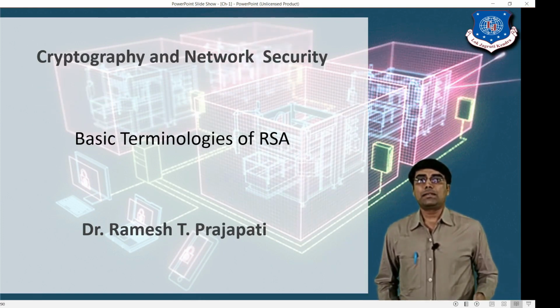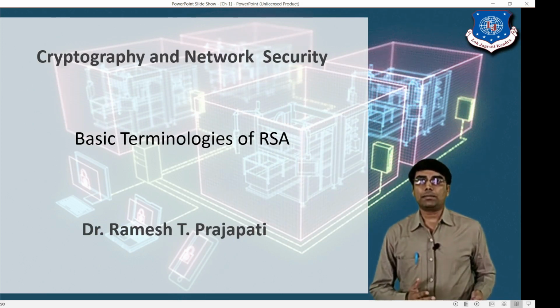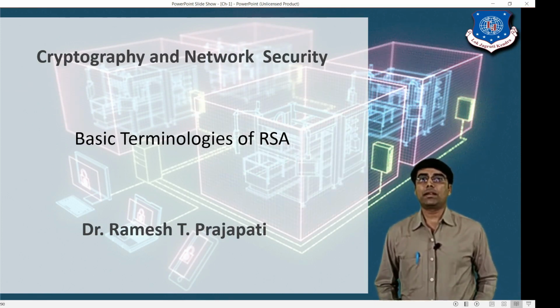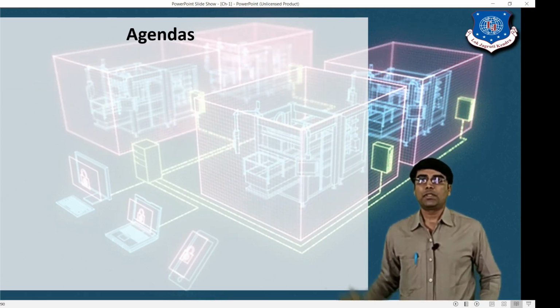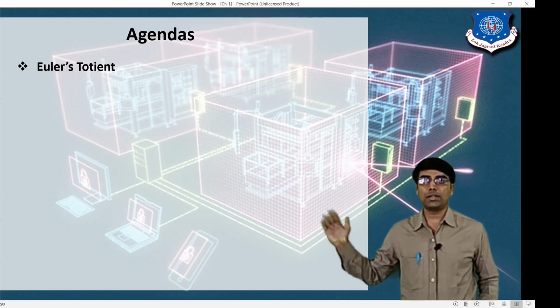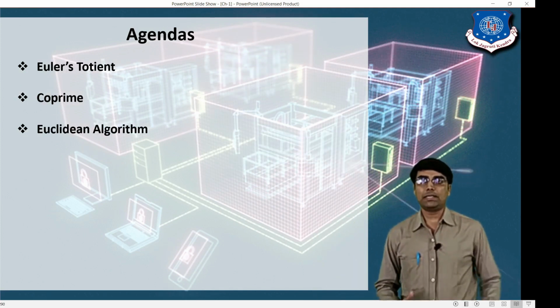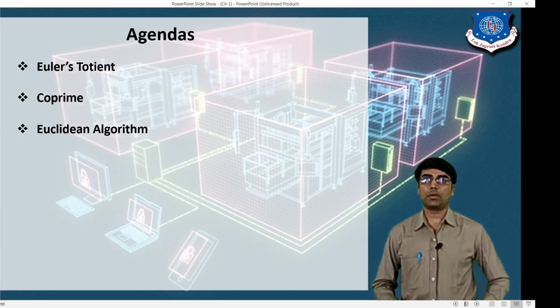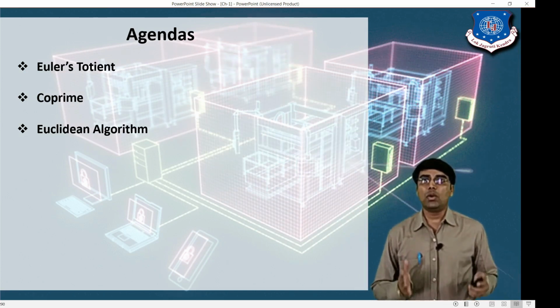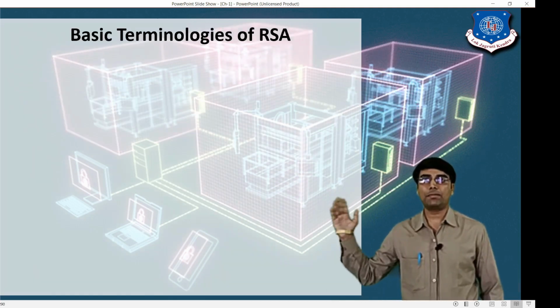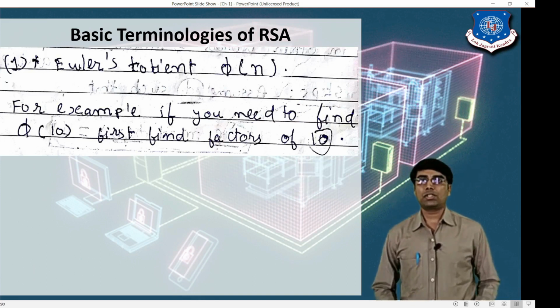Today I am going to discuss the basic terminologies of RSA. RSA is a public key algorithm, or we can say that it is an asymmetric algorithm. So let's see the agenda of this video lecture: first, Euler's totient, co-prime, and the last is the Euclidean algorithm. These are the three main terminologies which we are going to use in the RSA algorithm. So first of all, we have to clear what we mean by Euler's totient, co-prime, and the Euclidean algorithm. Let's start with the first terminology, Euler's totient.